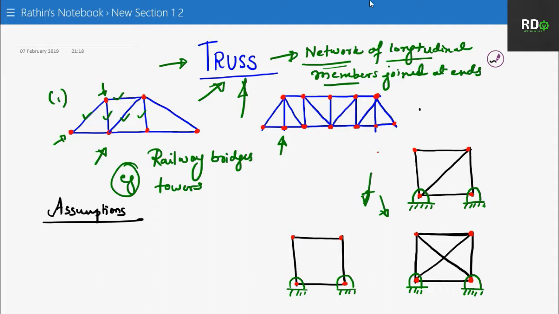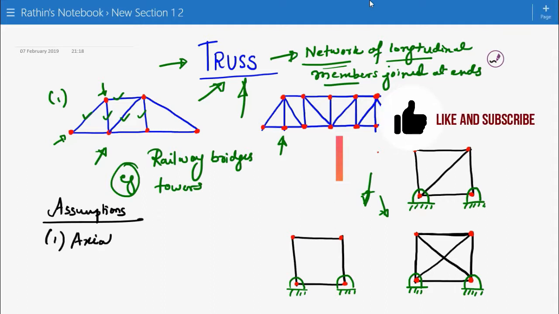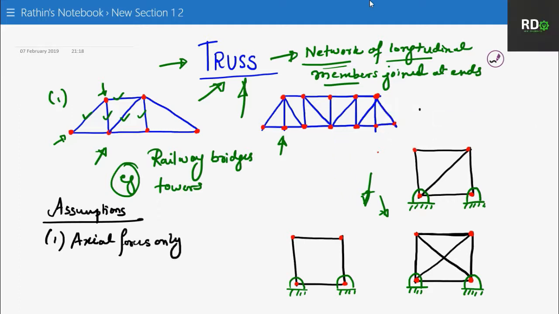First, each member only carries axial force, axial force only. All the members that we have seen, the blue ones that I have shown, only carry axial force, and there will be no transverse force. The second assumption is external forces are at joints.